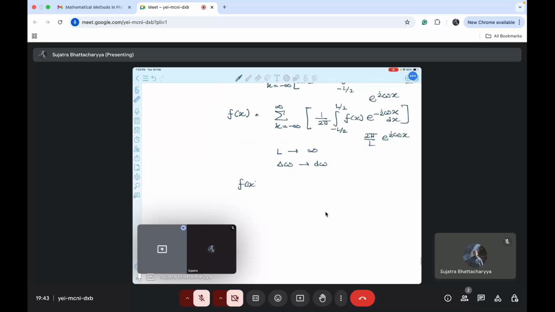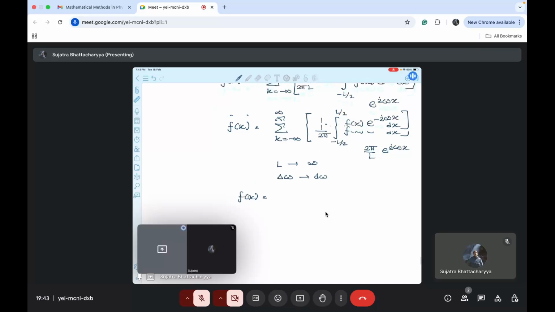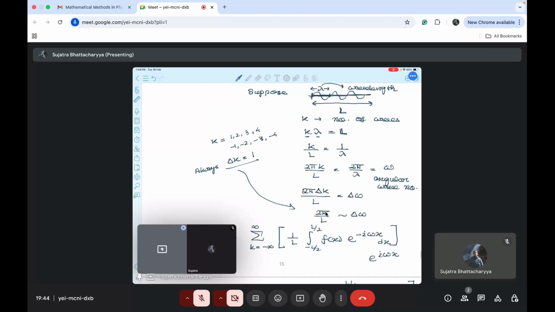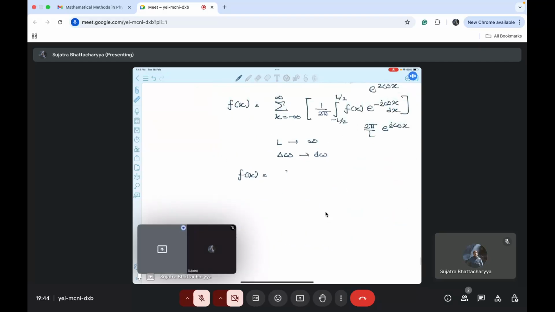So f(x) will be, okay, now this L is infinity. If L is infinity, this limit will also go as an integral, so minus infinity to infinity, we can write summation as integration. This becomes 1 by 2 pi as it is. L becomes infinity, so it will be like this: f(x) e to the power minus iota omega x dx. This integral is done. Outside, 2 pi by L is d omega, and this is e to the power iota omega x.